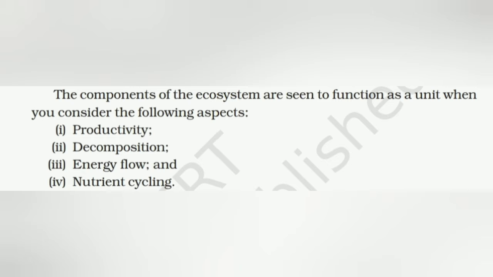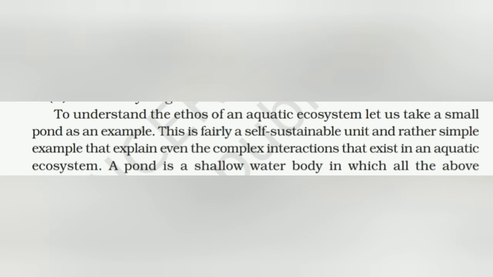First is productivity, whatever the produce is there. Second is decomposition. Third is energy flow. And fourth is nutrient cycling, in which the cycles of various nutrients like nitrogen, oxygen, carbon are considered. To understand the ethos of an aquatic ecosystem, let us take a small pond as an example.